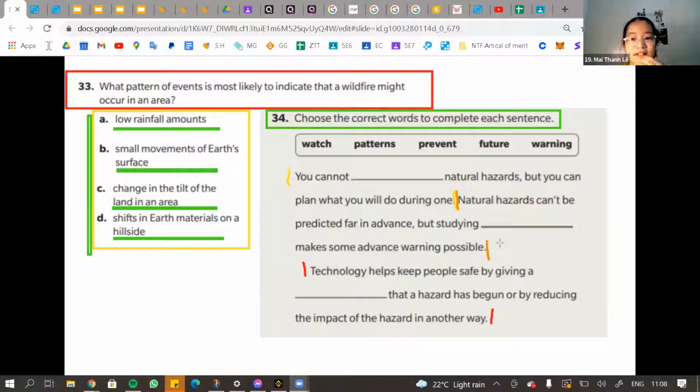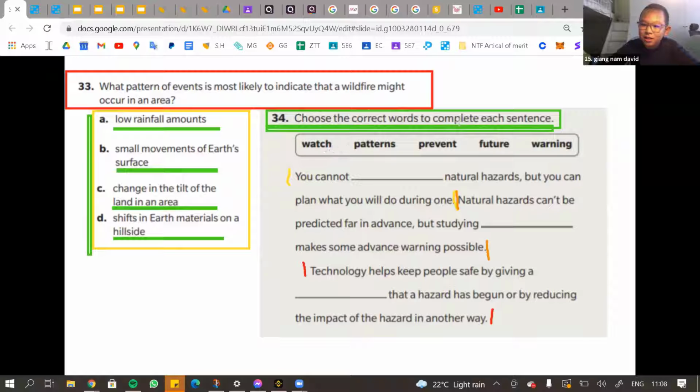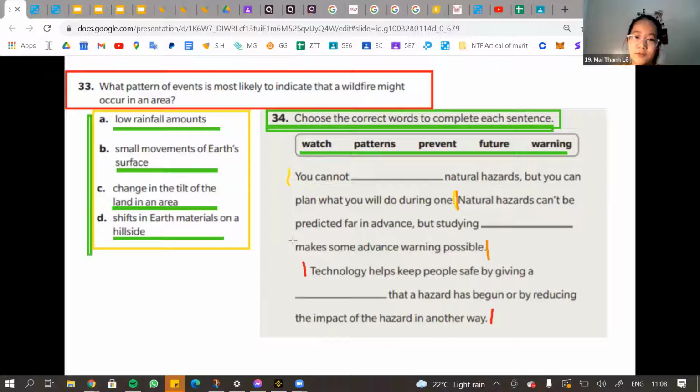Can someone read the directions? David, can you read the directions for question 34? I will read question 34. Choose the correct answer to complete each sentence. And can you also read the word? Okay. What patterns prevent future and warning? I think I will give you guys about 2 to 3 minutes to do this question, and then I will choose some students to answer.